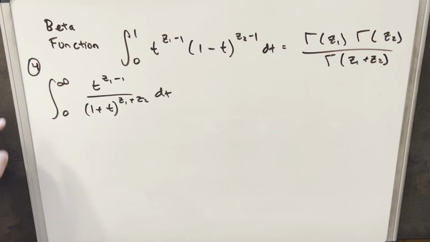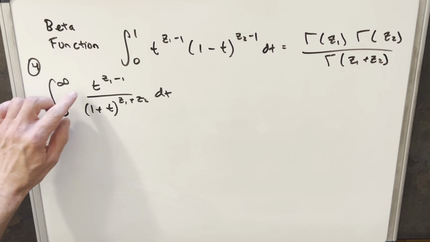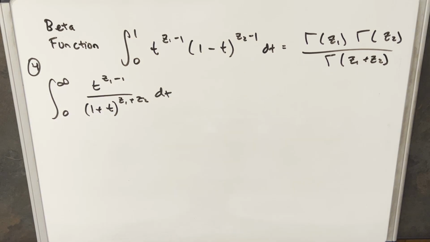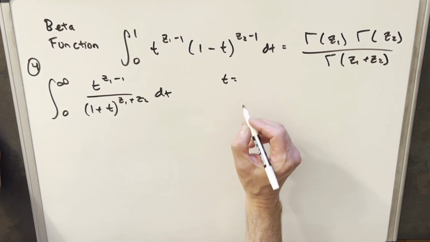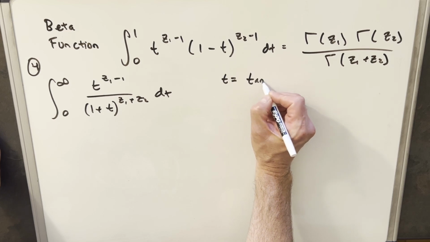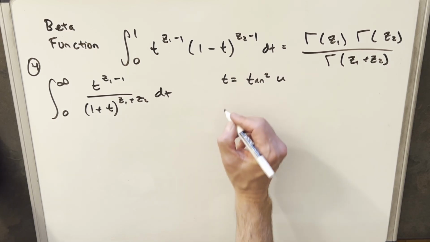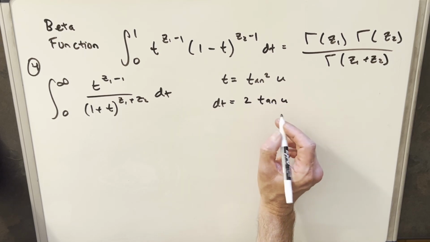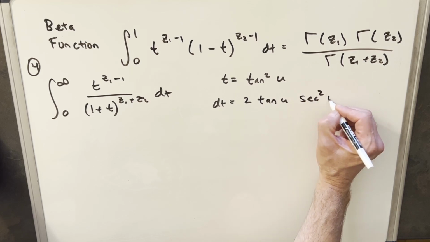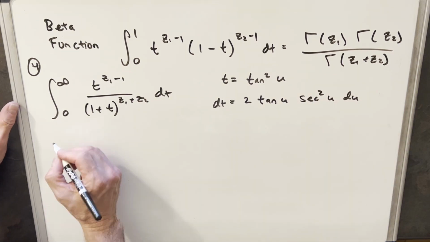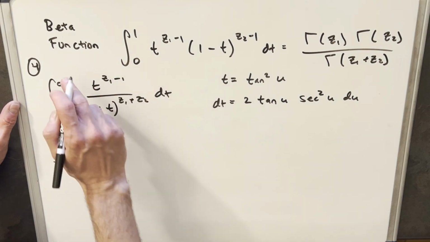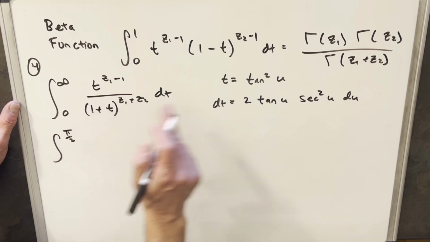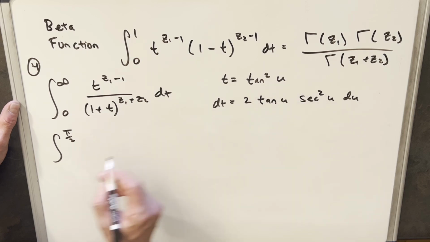Okay, last and maybe the most interesting is this integral number 4. We have this integral going from 0 to infinity, t^(z1 - 1) over (1 + t)^(z1 + z2) dt. And for this one, I'm going to go right to a substitution. I'm going to call my t value equal to tan squared of u. I'll take my derivative. So our dt value, first we'll use the power rule, so this is going to be 2 tan u, and then the chain rule is going to give us secant squared u du. And then we'll make this substitution. So if our t value is infinity, then u must be pi over 2 here. And if our t value is 0, then our u value has to be 0.